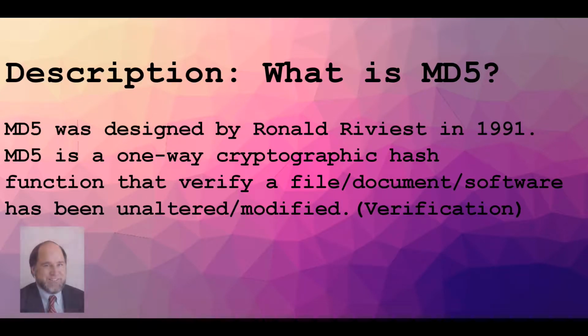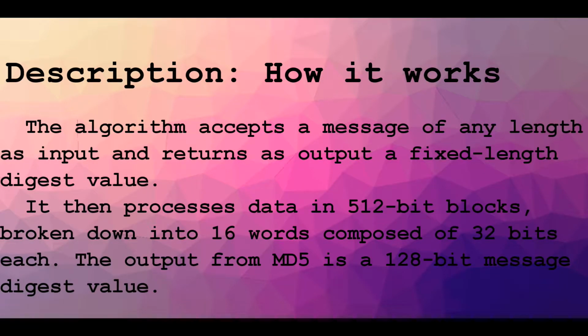MD5 was designed by Ronald Rivest in 1991. The MD5 hashing algorithm is a one-way cryptographic hash function that verifies if a file, document, or software has gone unaltered. Generally, MD5 accepts a message of any length as input and returns a fixed-length digest value as output to be used for authenticating the original message.